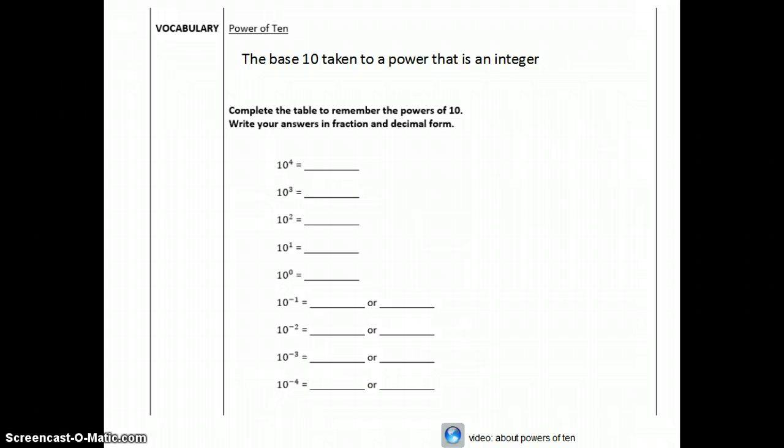Make sure you get this in your notes. The base 10 taken to a power that is an integer. Okay, just thinking through 10 to the 4th power would be 10 times 10 times 10 times 10, which would be 10,000. 10 to the 3rd power would be 10 times 10 times 10, would be 1,000.